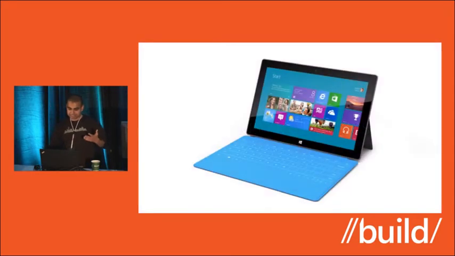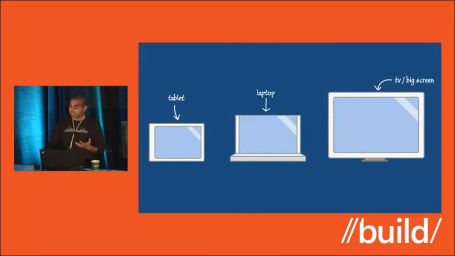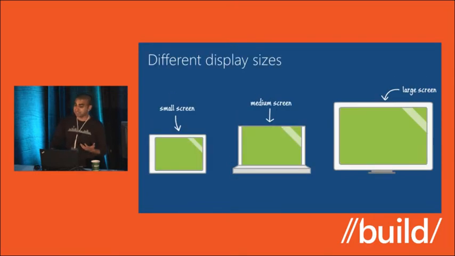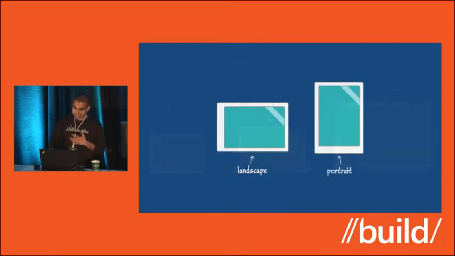And we talked about devices. I put the Surface in here. Like I said, tablet, laptop, TV, big screen is what is generally considered the target devices for Windows 8 applications, which means small, medium, and large screens. You need to work in landscape and portrait. If you've done phone development, that's pretty easy, already done.